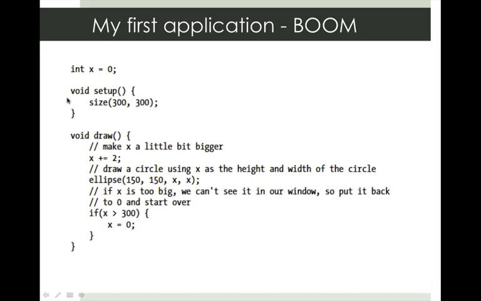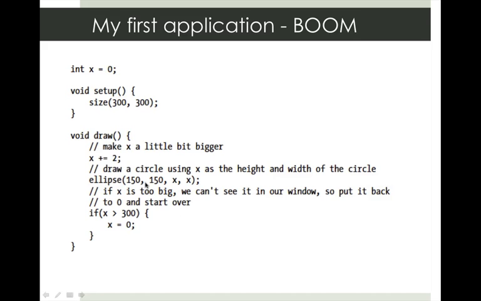So as you can see, we have first set up the size of our window application, which is 300 pixels by 300 pixels. Now we want to draw. The draw function says I want to increment my value of x, so x becomes equal to 2 here because x was initialized to 0.